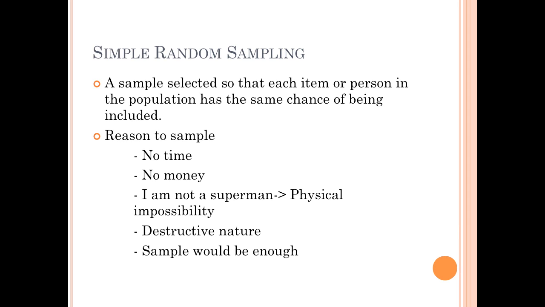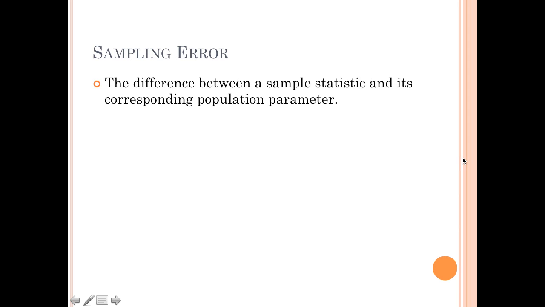It's sometimes physically impossible. Sometimes it can be very destructive, like auto testing, crash testing cars. They completely kill the car. And a lot of the times, a sample is enough information to make some kind of determination. And sampling error is the difference between a sample statistic and its corresponding population parameter.